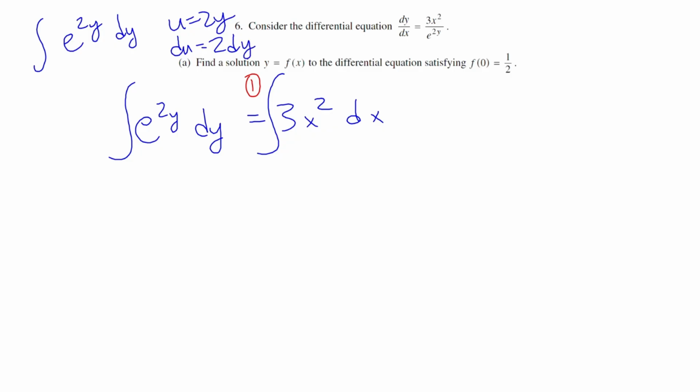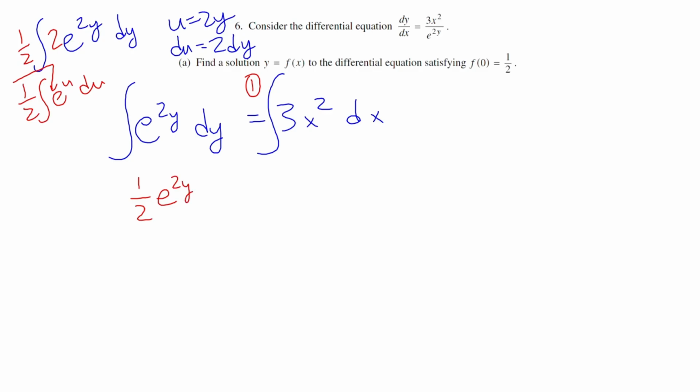So what I have to do, again, is I have to put a 2 and a 1/2, giving me 1/2 the integral of e to the u du. And of course, that 1/2 can be inside, and I can write this as just 1/2 e to the u when I integrate, right? Because if I integrate e to the u, I get e to the u. And of course, u was 2y.